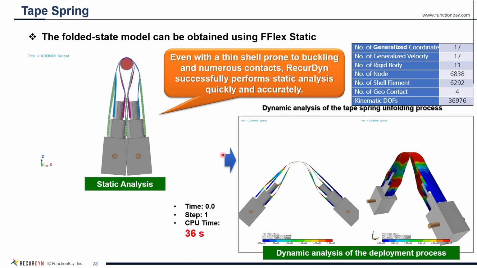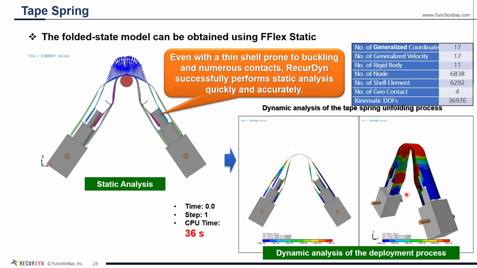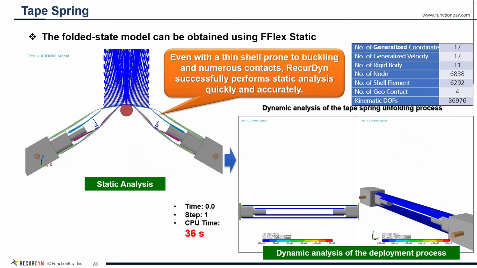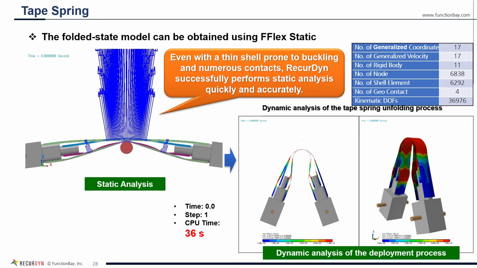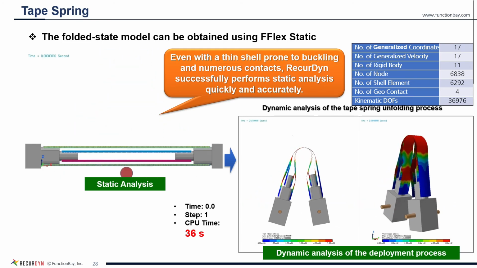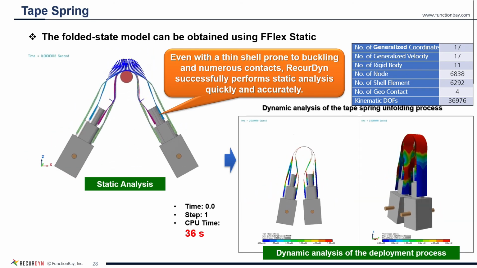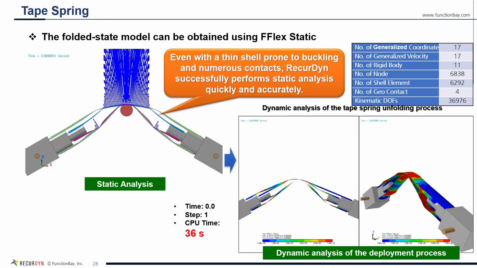The video on the right demonstrates the dynamic analysis of the folded tape spring being deployed from the initial folded state. Calculating the initial state using a static solver and then performing dynamic analysis based on that initial state is one of the most common use cases of F-flex static.